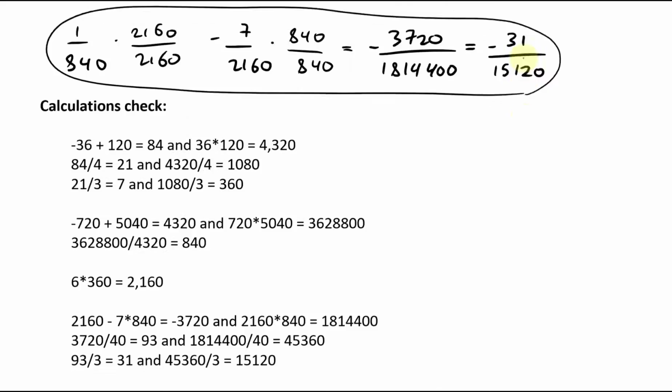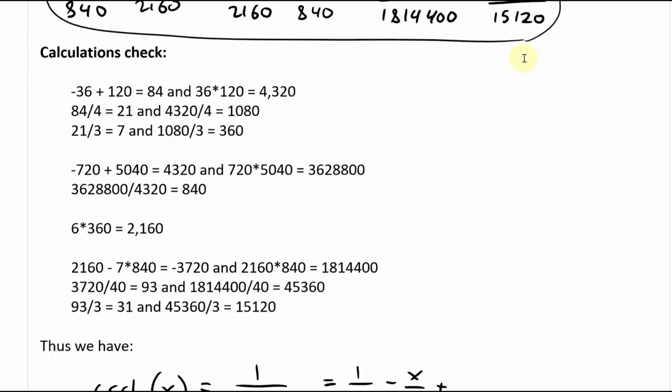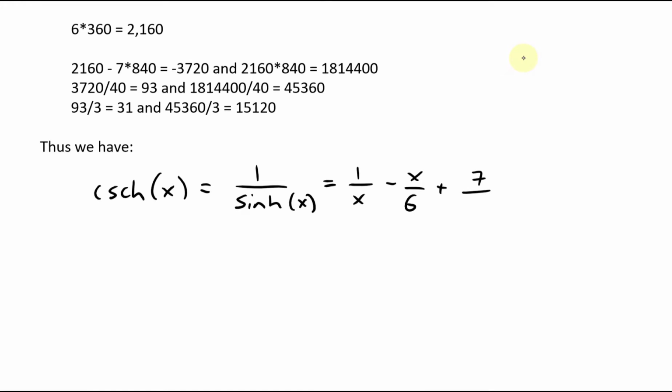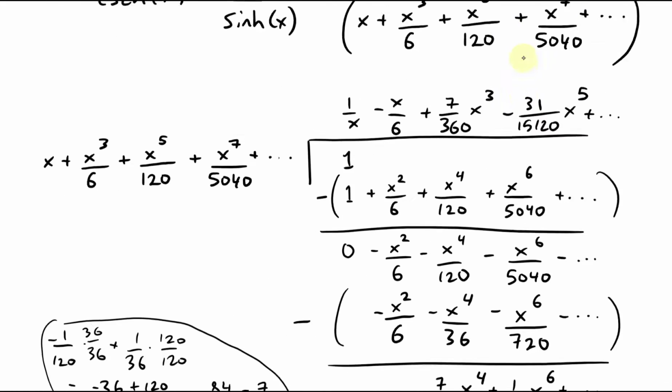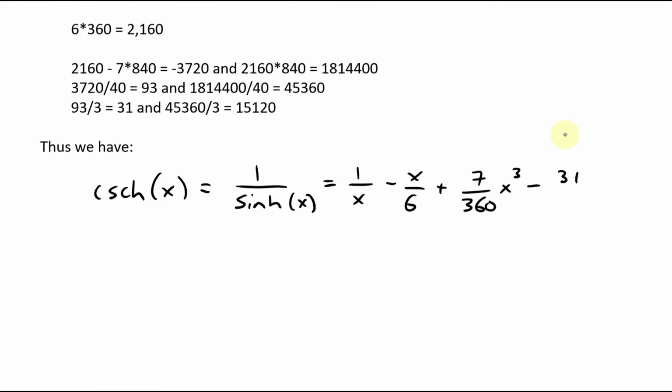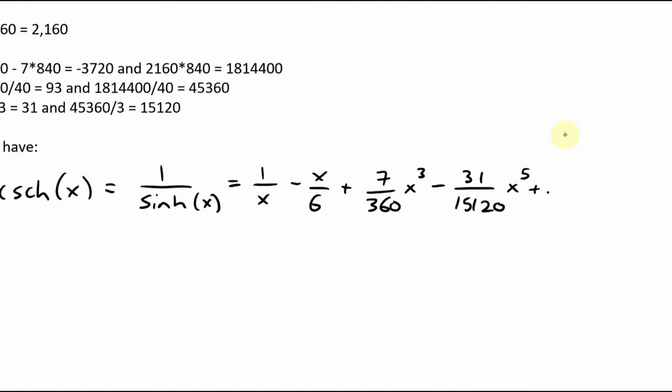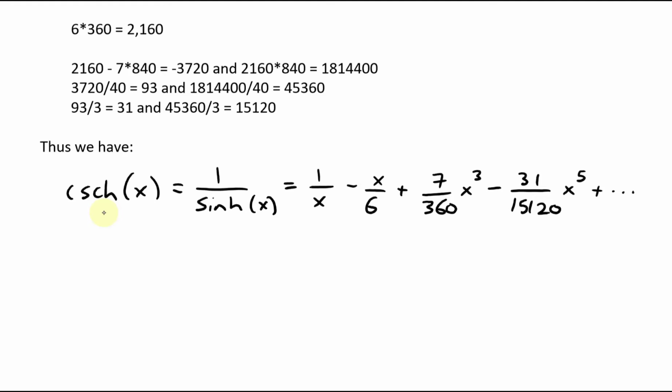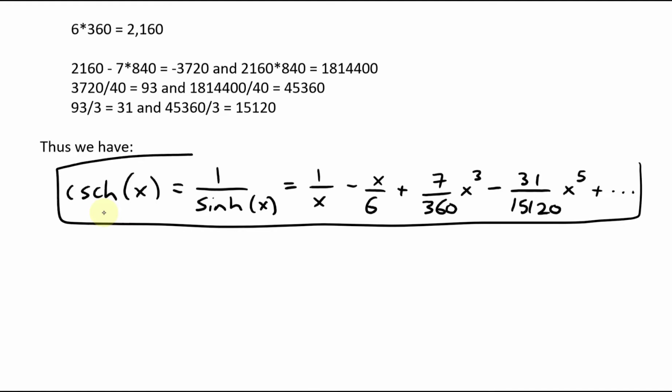Let's see what that was again, 7 over 360. This is x cubed, and then minus 31 over 15,120, and this is x to the 5, like that. And then plus dot dot dot. All right, now let's just box this whole thing out. So this is going to be like that, and like that, perfect boxing.